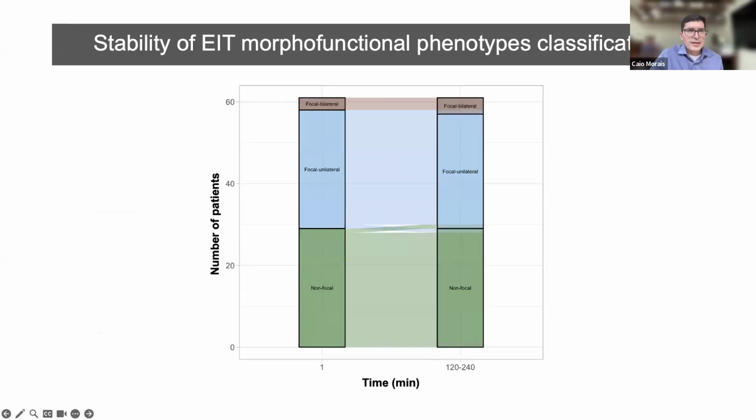This is new information that I'm sharing with you. We just tested how stable this classification using EIT is, following patients up to 4 hours after the first diagnosis of the motor function imaging. We saw that most of the patients had the same diagnosis before and after this time interval. So more than 89% of the patients had a stable diagnosis. And this is important if we want to have a reliable diagnostic for patients.